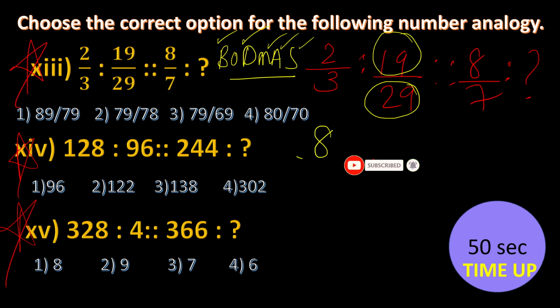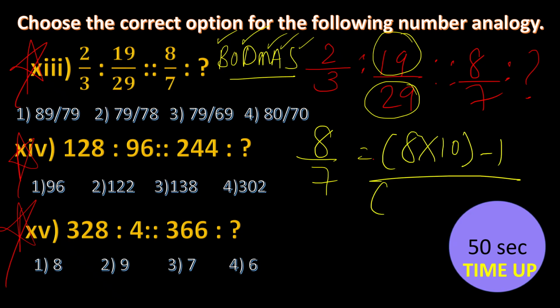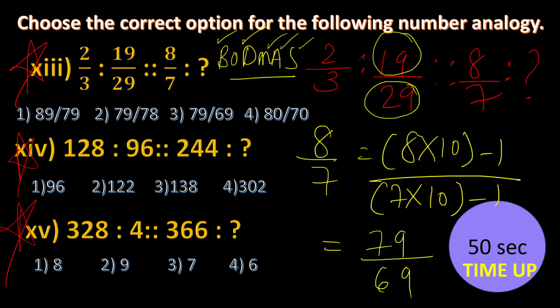So 8 by 7, 8 into 10 minus 1, 7 into 10 minus 1. So 80 minus 1 will be 79. 70 minus 1 will be 69. So correct answer is 79 divided by 69. Okay. Next one.